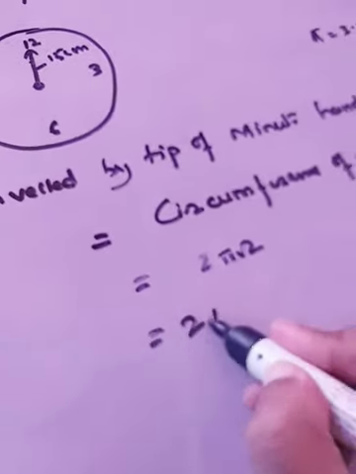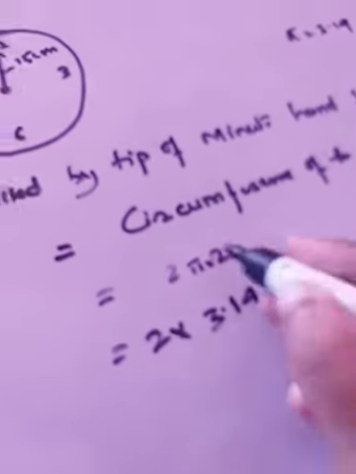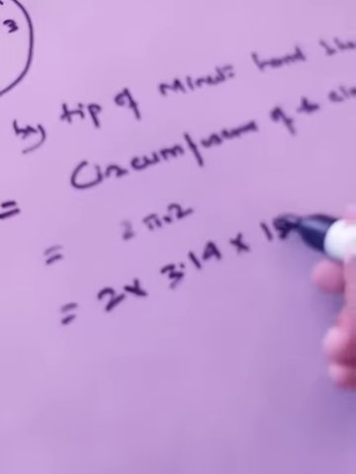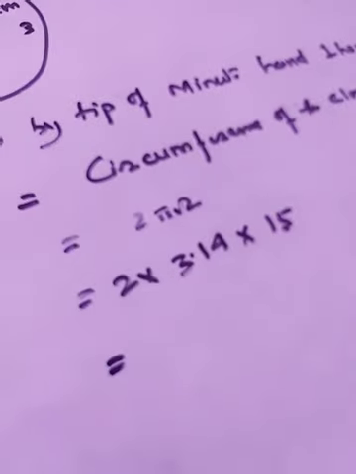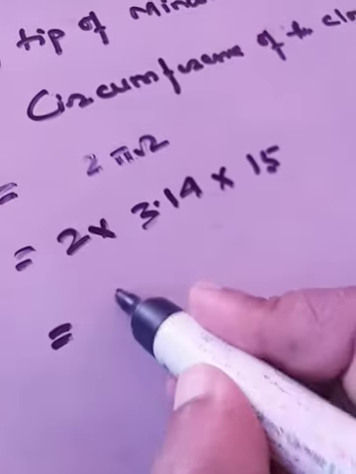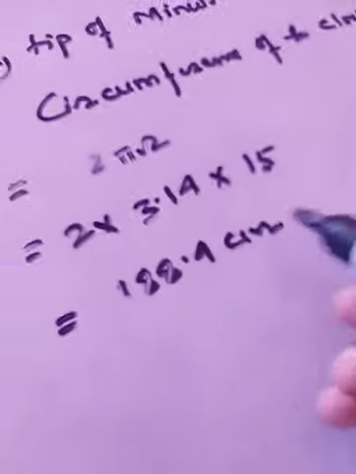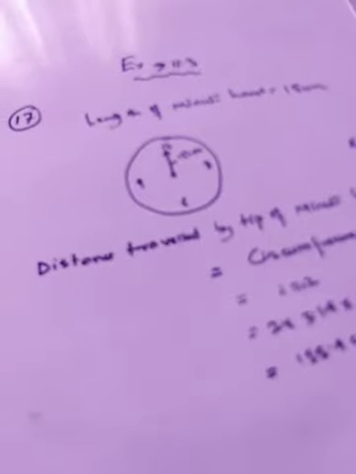Now the value of pi is given in the question, that is 3.14, into the value of r, the radius, which is 15 centimeter. Okay, now when you multiply it, the answer is 188.4 centimeter. So this is the solution of sum number 17.